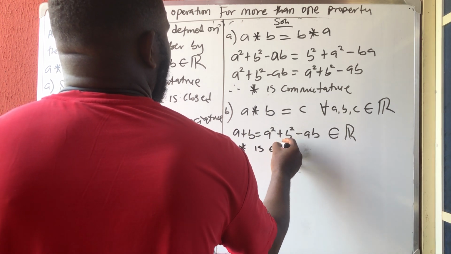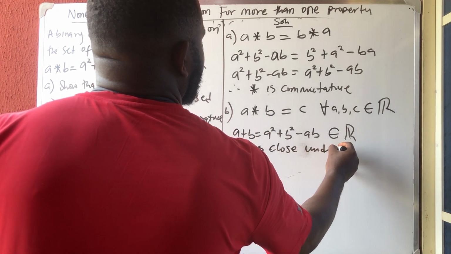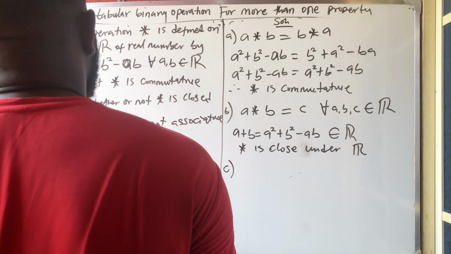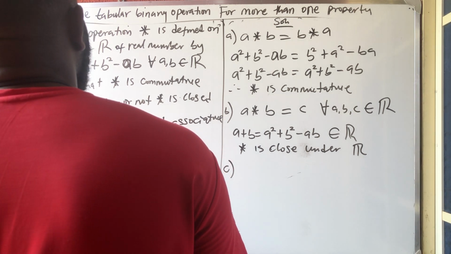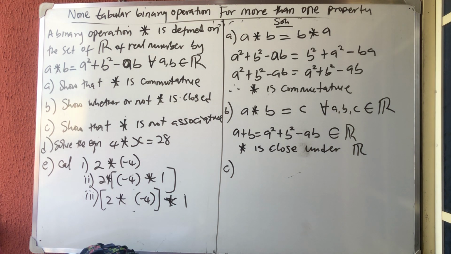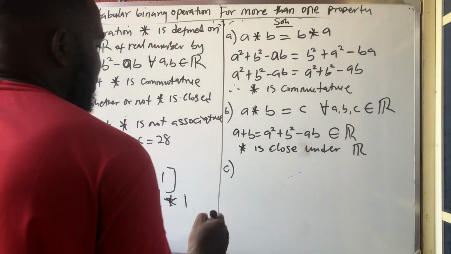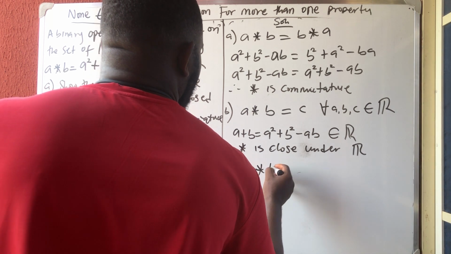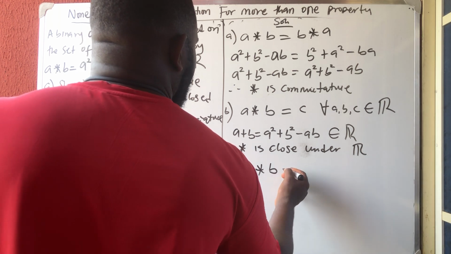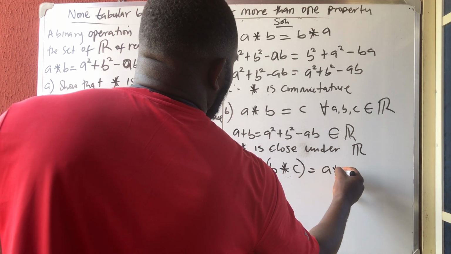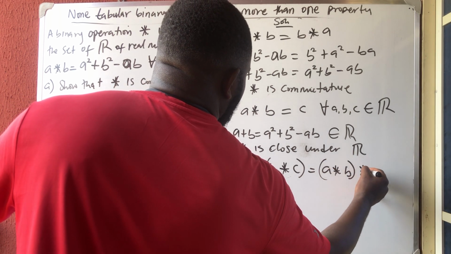We now say that star is closed under real numbers. Then C. Now this one said show that star is not associative. Now associativity is when we have that A operates on B, then operates on C. Is it the same thing as saying A operates on B, then the answer now operates on C?